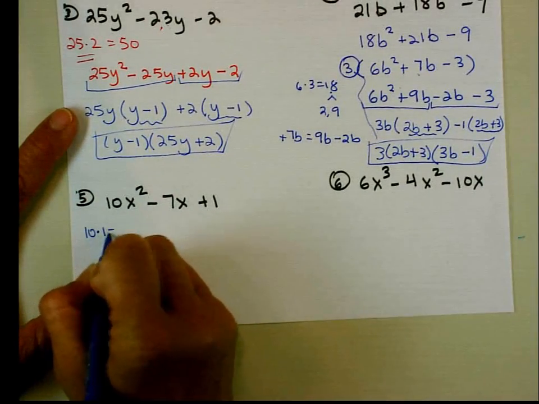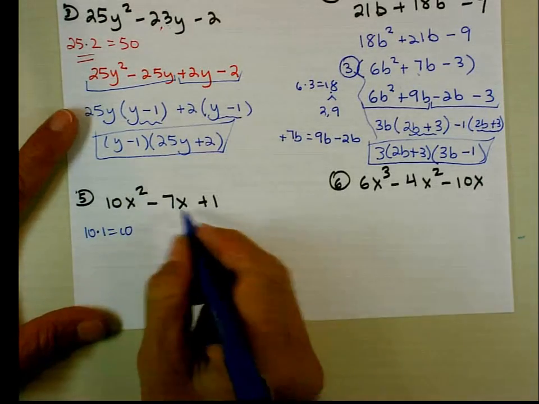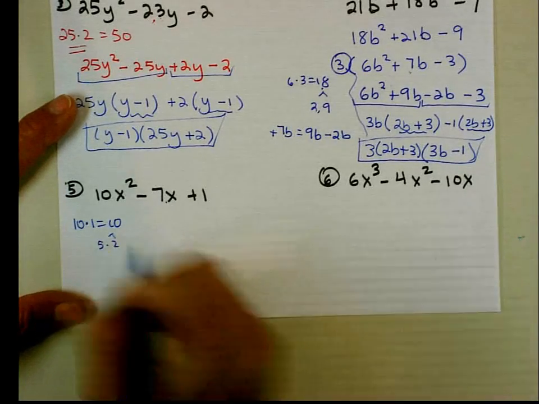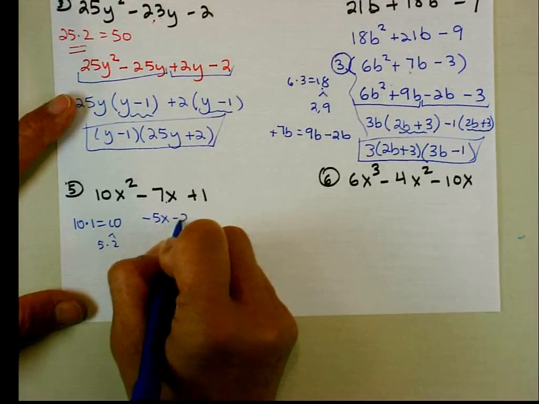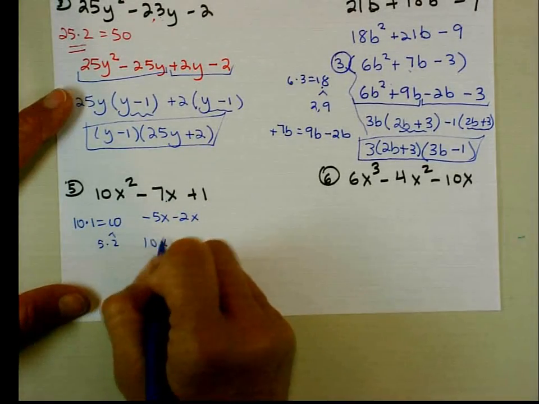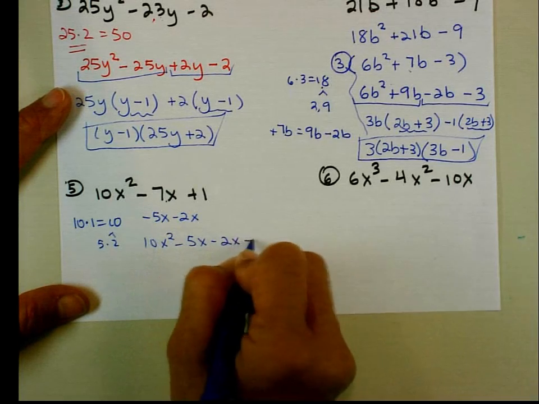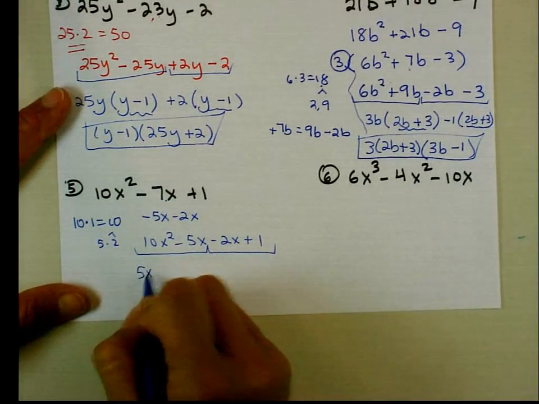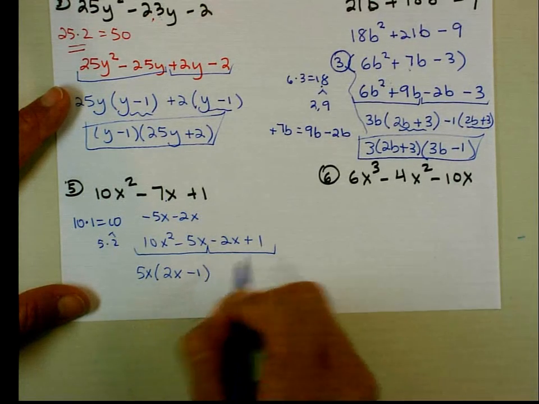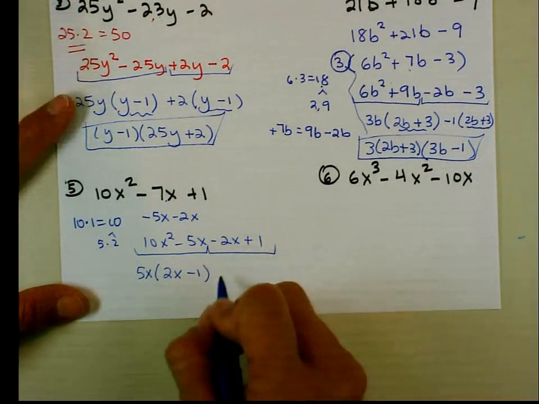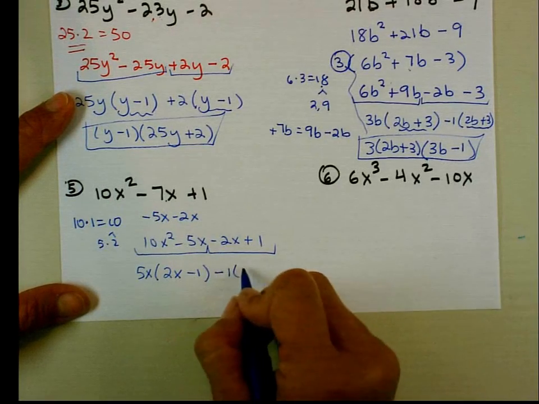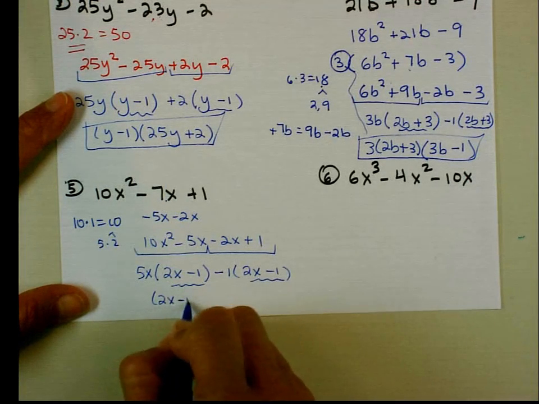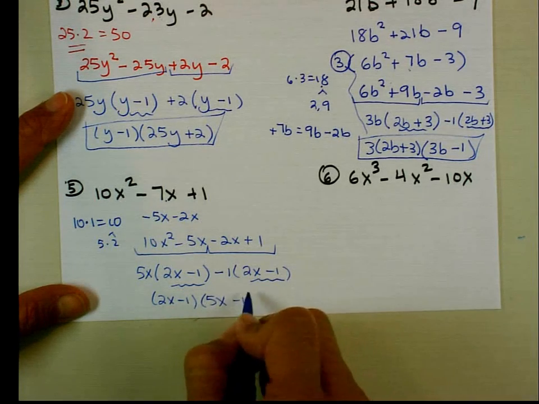Okay, 10 times 1 is 10. And we need to add to give negative 7. So 5 and 2. So this will be negative 5x minus 2x. Okay. So 10x squared minus 5x minus 2x plus 1. Take out the 5x, leaves behind a 2x minus 1. So this is almost the same, it's just everybody has the wrong sign, so I'll factor out a negative 1 to fix that. 2x minus 1, squiggle into the common, 2x minus 1 times 5x minus 1.